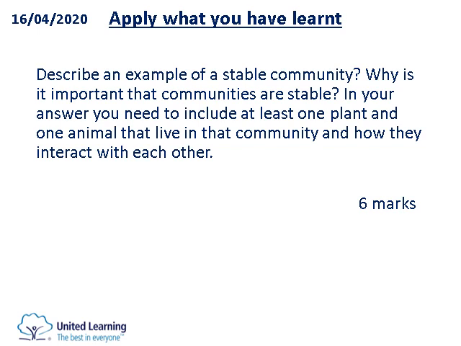So what you can say is what would happen if it's not stable. And then what you need to do is include at least one plant and one animal that live in the community and how they interact with each other. So if you need to, go back, use the information from the spider diagram to tell me how do plants rely on animals and vice versa. So pause the video for as long as you need to. If you want to make a plan, that's fine as well. We're going to mark the 6-mark question on the next slide.